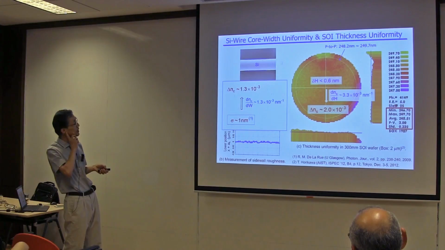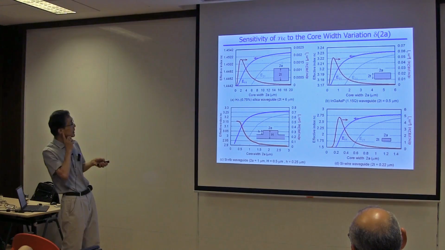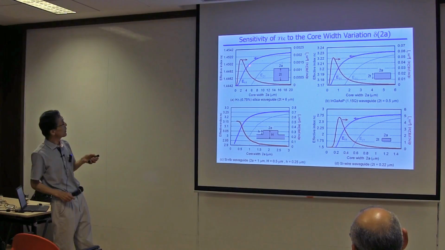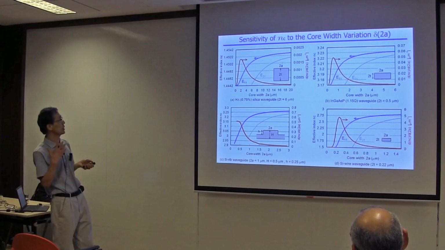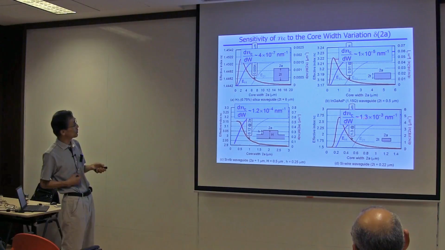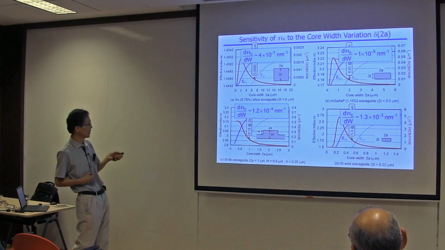I will briefly describe a simple theoretical calculation for silica, typically silica, indium phosphide and silicon deep. These are parameters and silicon wire. This is the fundamental mode dispersion curve, and this is the second mode. The core width, for example, should be somewhere around here, otherwise the waveguide becomes multi-moded. And this red line is a differential value with respect to core width. This is very important. Okay, and I already showed this value for silicon wire, and for silica it's quite small, 10 to the minus seventh.